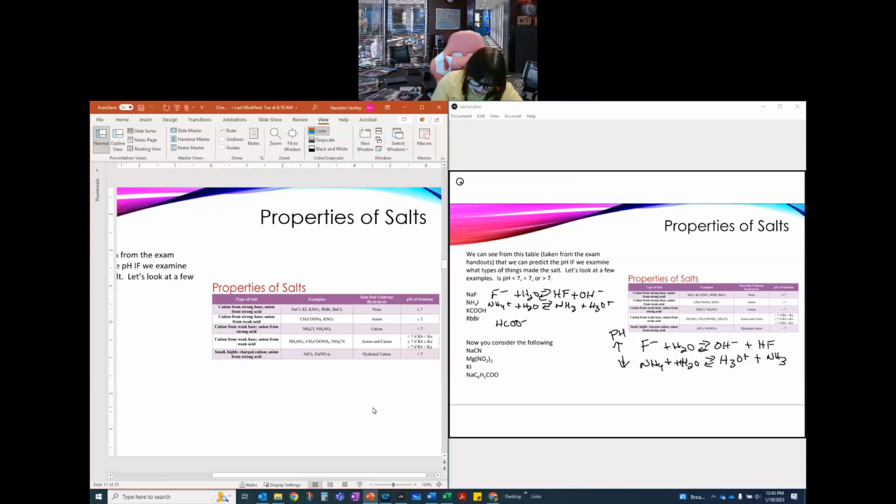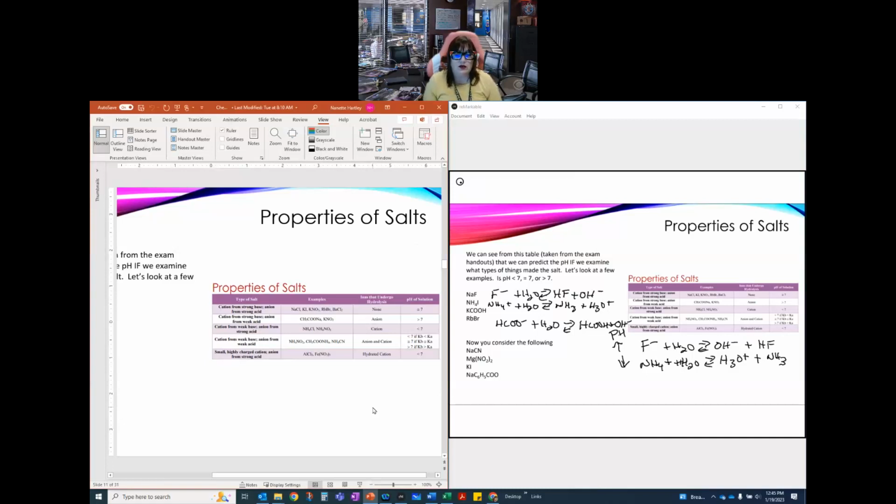When we talk about KHCOO, that HCOO minus plus H2O, this is the conjugate base of the weak acid. So we end up with our formic acid, HCOOH, plus an OH minus. And RbBr isn't going to do anything because Rb is an alkali metal. The Br is the conjugate of a strong acid, so we wouldn't have to worry about that, okay?